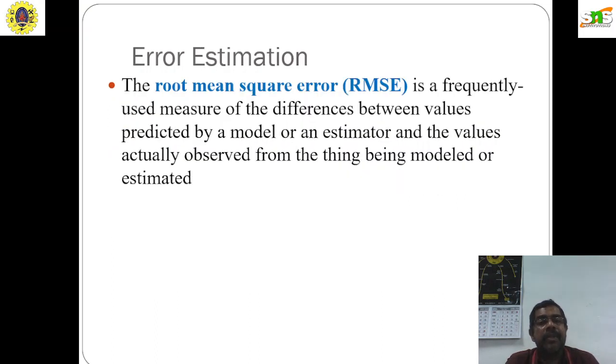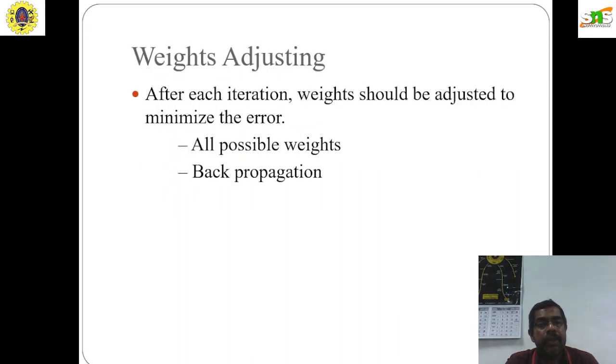In error estimation, we go with the root mean square error, that is RMSE, which is a frequently used measure of the differences between values predicted by a model or an estimator and the values actually observed from the thing being modeled or estimated.